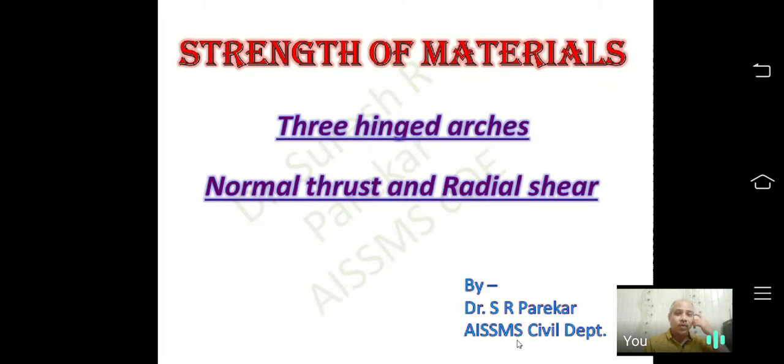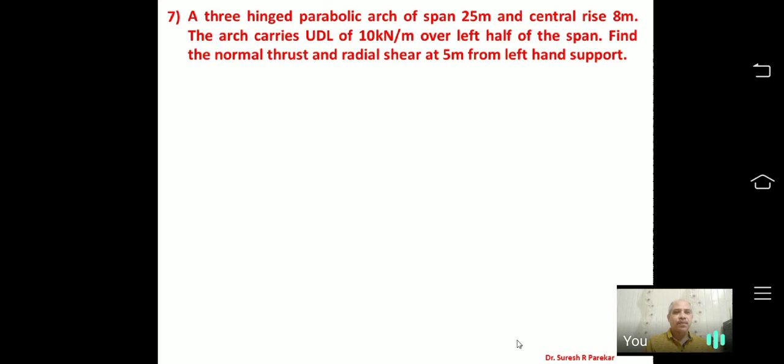So we have to draw a line which is normal, that is tangential at that section, and radial shear is perpendicular to the normal thrust. So we have to plot these two lines and then we have to resolve the forces at that point along normal thrust and radial shear. Now we will go with first problem.